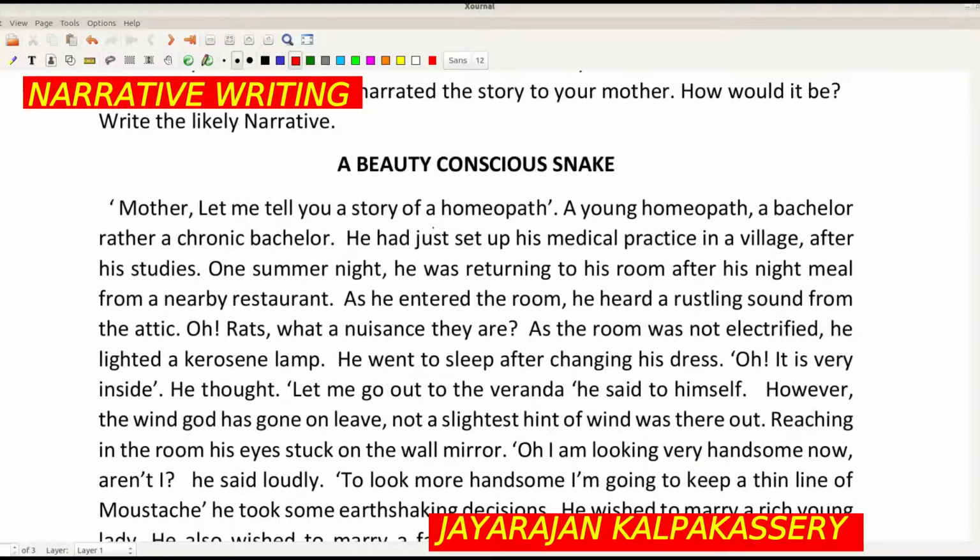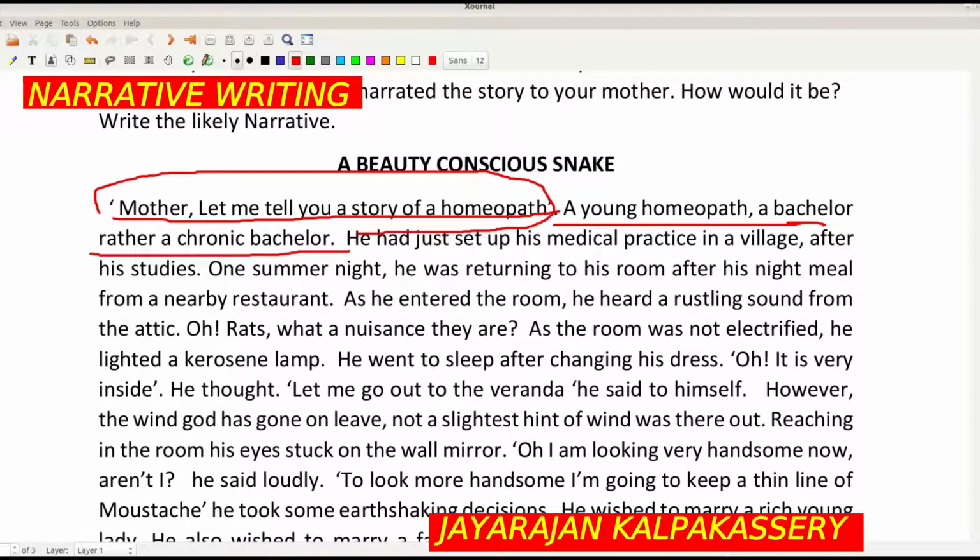So this is the narrative written here. Let's analyze this narrative. Here you can see this narrative also has started with a dialogue. Mother, let me tell you a story of a homeopath, a young homeopath, a bachelor, rather a chronic bachelor. So here a piece of dialogue is used.